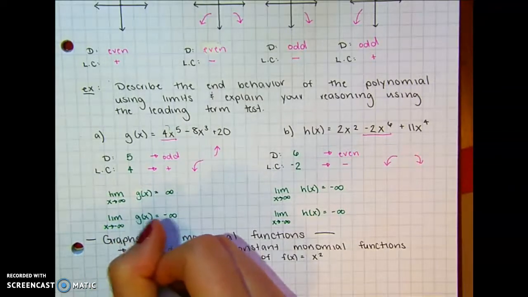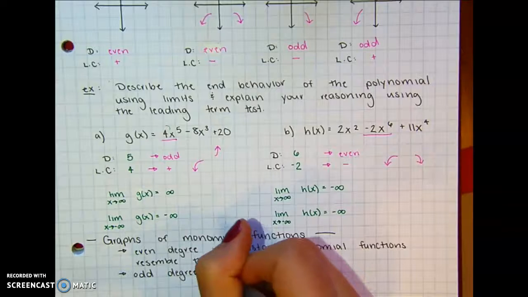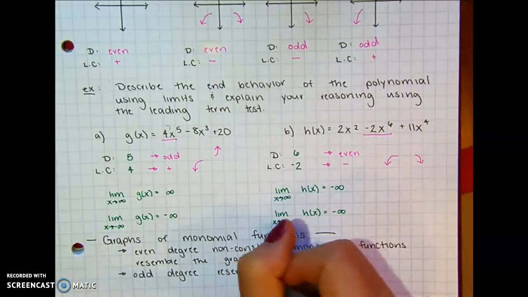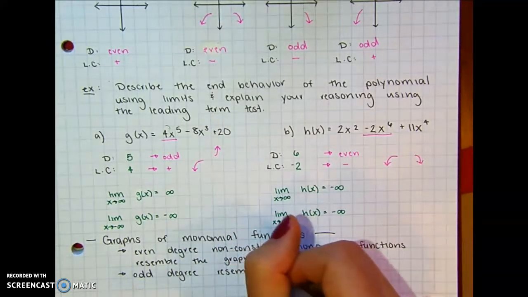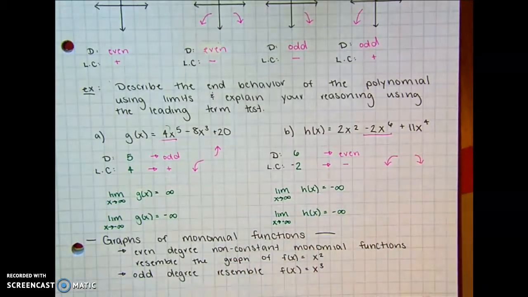And then odd degree resembles f of x equals x cubed. But again, it's kind of longer, like the flattening out part is a little bit longer. So you use the basic shape and the characteristics of what you know about x squared and x cubed, and then what you know about transformations to graph these. And then we'll talk about other polynomial graphs in our next video.